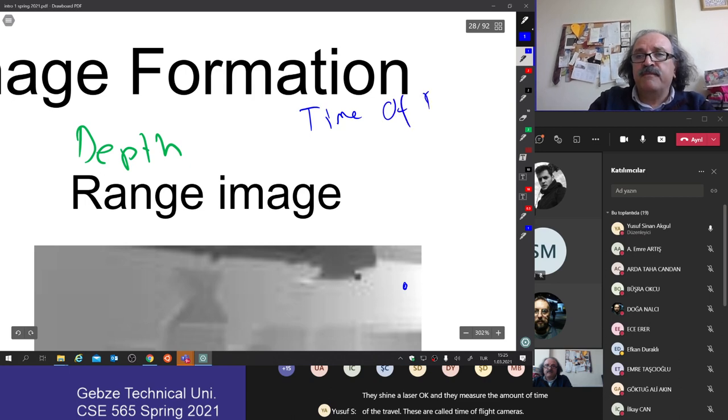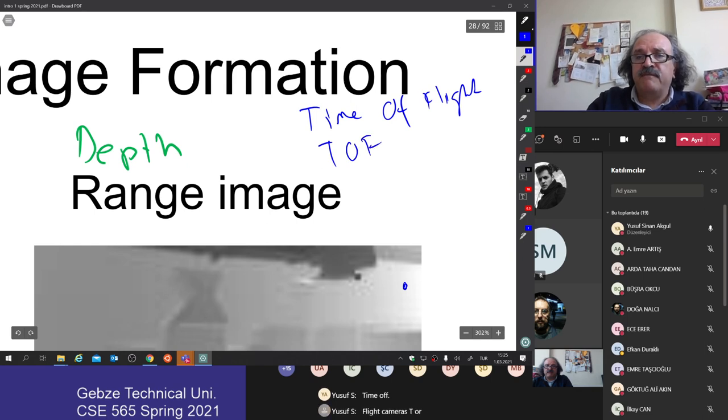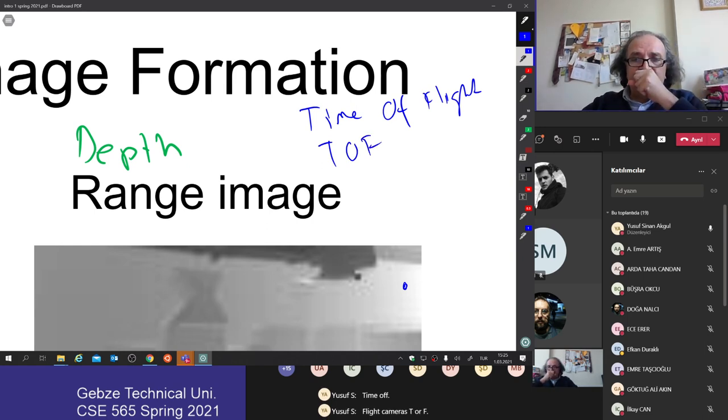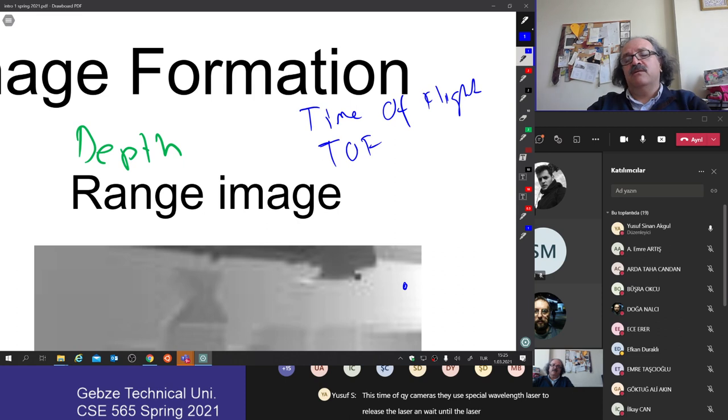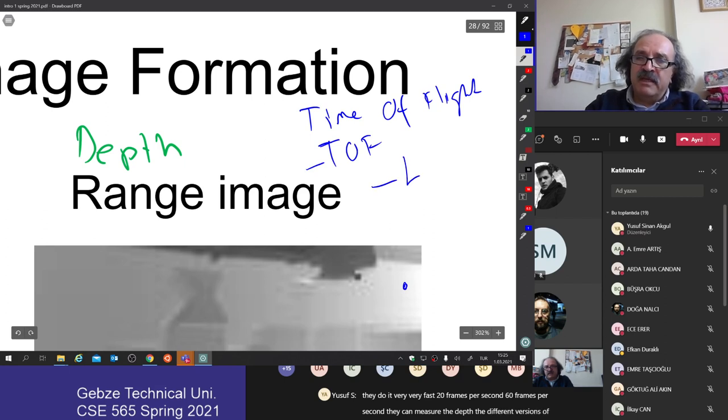Time of flight cameras, TOF. These time of flight cameras use a special wavelength laser to release the laser and wait until the laser comes back. And they do it very, very fast, 20 frames per second, 60 frames per second, so they can measure the depth. The different versions of it, for example, LiDAR, did you see this?